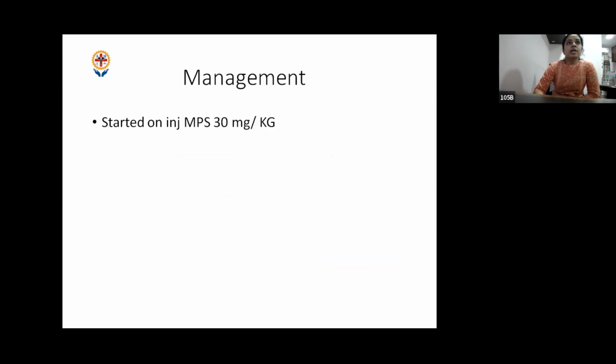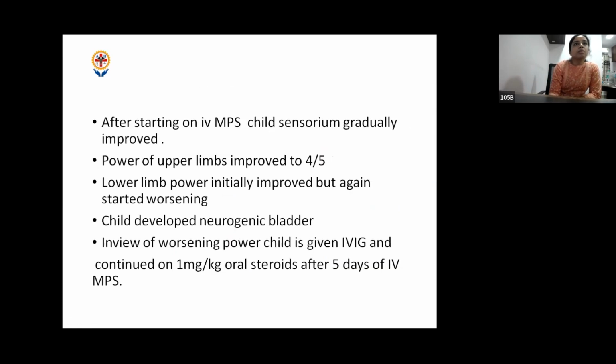So in this child, we started injection methylprednisolone at a dose of 30 mg per kg. After starting IV methylprednisolone, the child's sensorium gradually improved and power of the upper limbs improved, but lower limb power initially improved and again started worsening. The child also developed a neurogenic bladder. So in view of worsening power, the child was given IVIG and continued on 1 mg per kg oral steroids after 5 days of IV methylprednisolone.